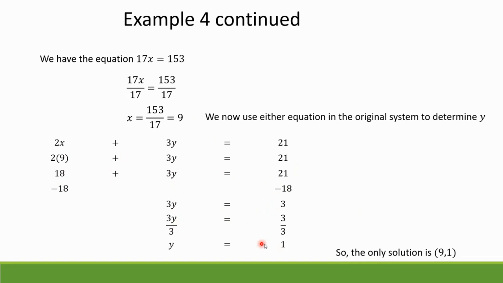So we have x is 9, y is 1. The only solution then is 9, 1, this ordered pair. So that's what we get. All right, cool. Any questions on that?